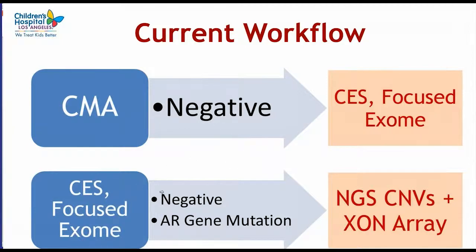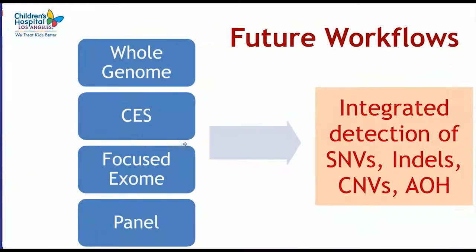But doing this algorithmically and in succession obviously takes much longer to get to the final diagnosis, and it also results in additional workload and increased cost to get to the diagnosis. And so where the field seems to be moving is more and more towards integrated copy number analysis and sequence variant analysis from NGS data.